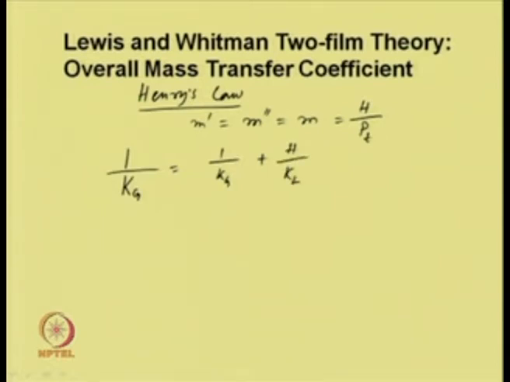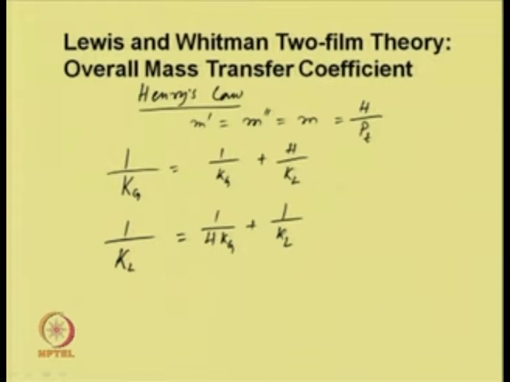in that case m' will be equal to m'', which is equal to m, and which we can write as H, Henry's law constant, by total pressure P_t. And the relation between the overall mass transfer coefficient in the gas phase will be 1 by capital K_g is equal to 1 by small k_g plus H by small k_L, and 1 by capital K_L will be equal to 1 by H k_g plus 1 by k_L.